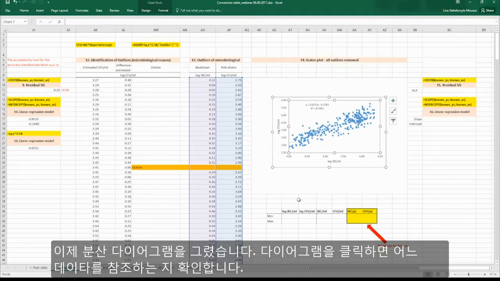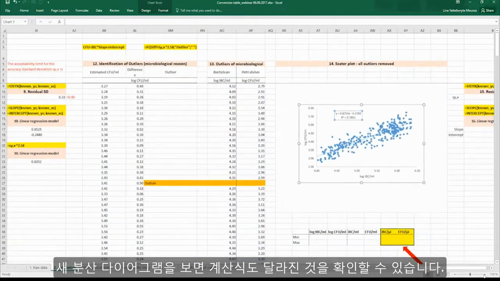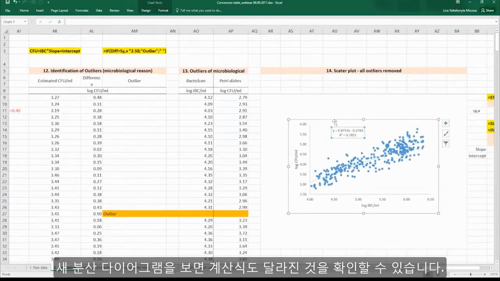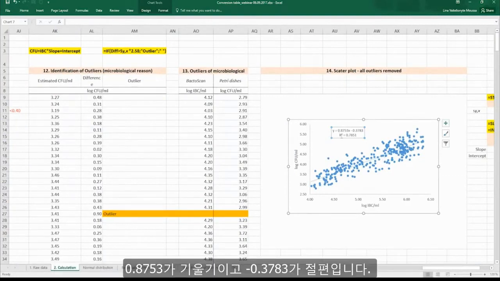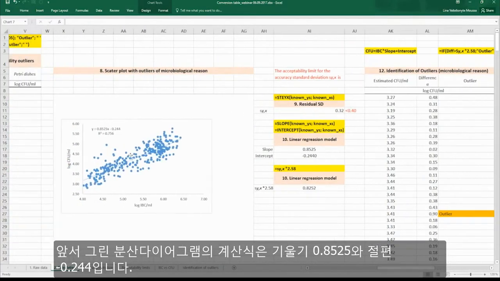So now we have scatter diagram. Just press on the scatter diagram to see which data are included. And you can see also that the formula has been changed. If I zoom out like that, here we have 0.8753x minus 0.3783, and in the previous scatter diagram we had 0.8525x minus 0.244.